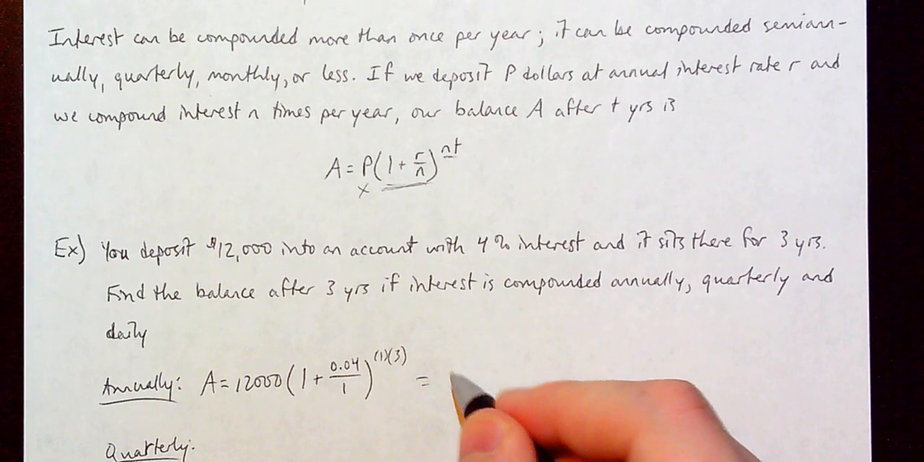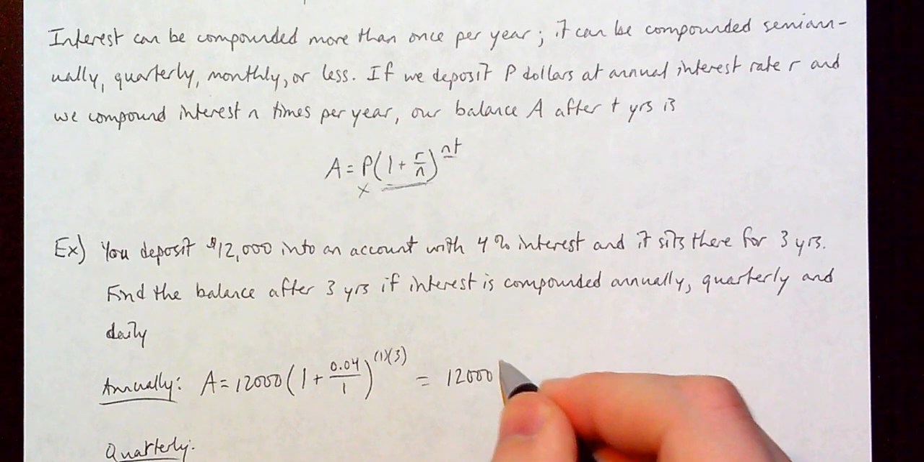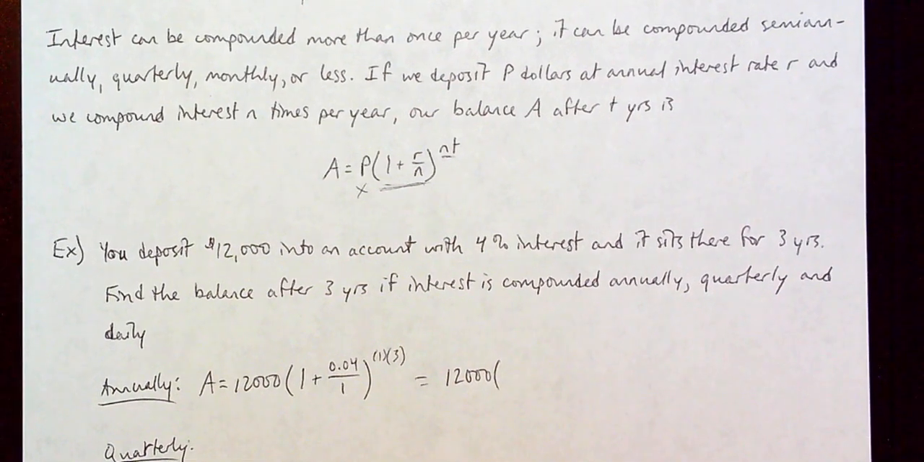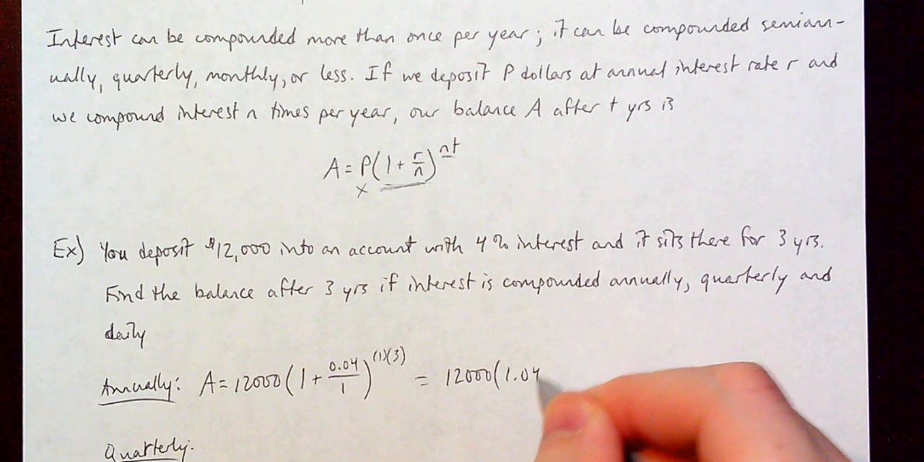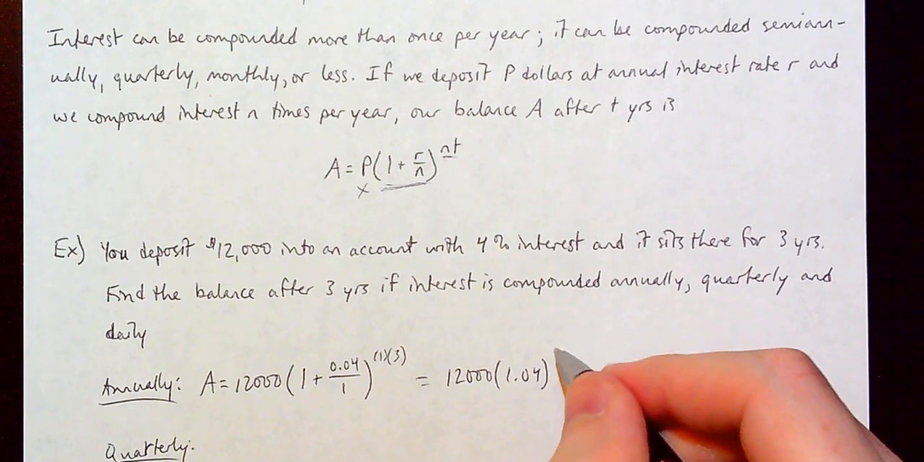So we get 12,000. Obviously, 0.04 divided by 1 is just 0.04. 1 plus 0.04 is 1.04. And then 1 times 3 is 3.